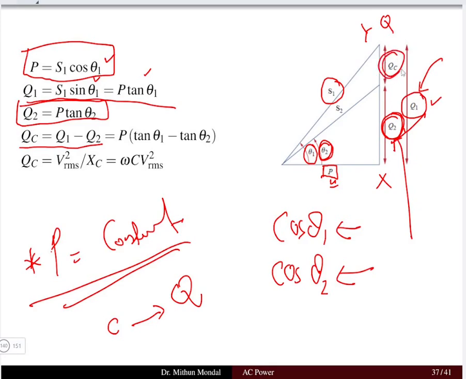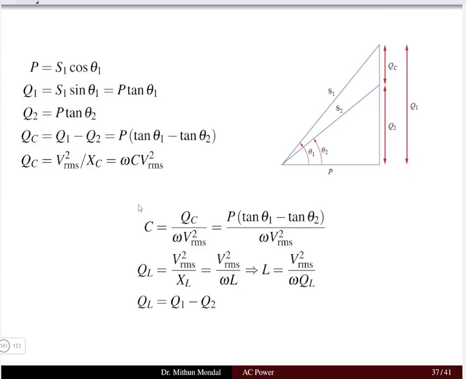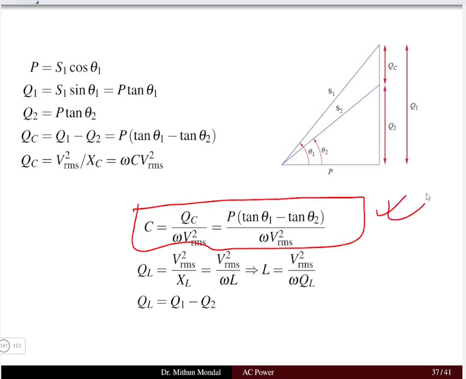So this QC we can determine as Q1 minus Q2, or in terms of real power, P times (tan theta 1 minus tan theta 2). We know that the reactive power is equal to V RMS square by XC, where XC is the reactance of the capacitor. We can also write this as omega C V RMS square. So the capacitor we need to improve the power factor is C equal to P (tan theta 1 minus tan theta 2) divided by omega V RMS square.